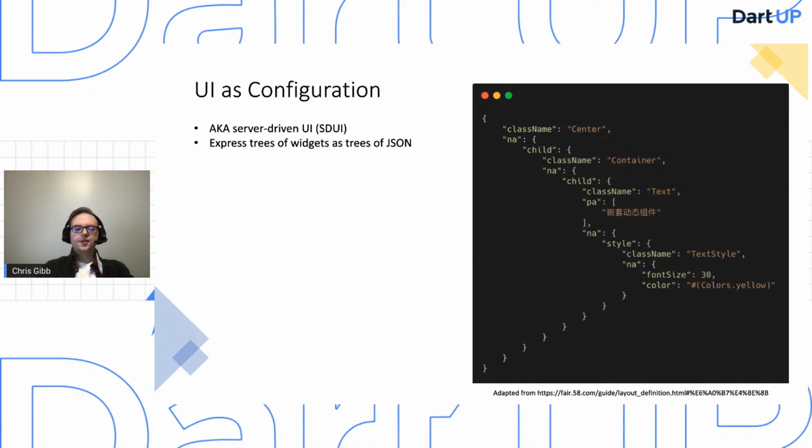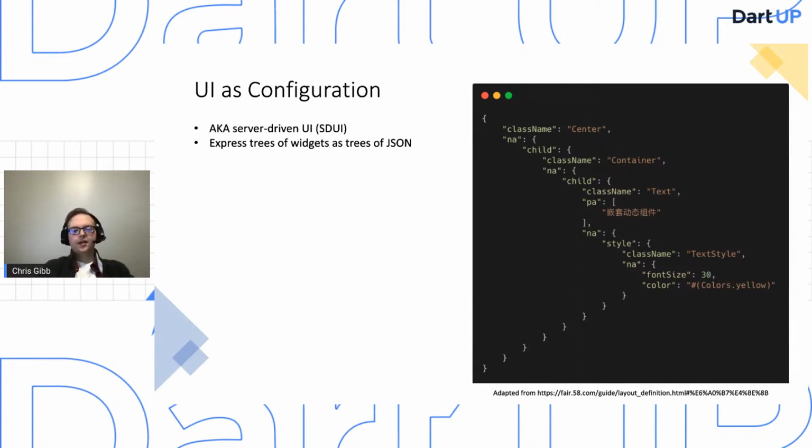This snippet describes a center widget with a container and a text widget with yellow text, and it reads something to the effect of nested dynamic components. FAIR is an open source project. It's maintained by Chinese life service platform 58.com. And it works by resolving these trees of JSON into concrete objects at runtime.